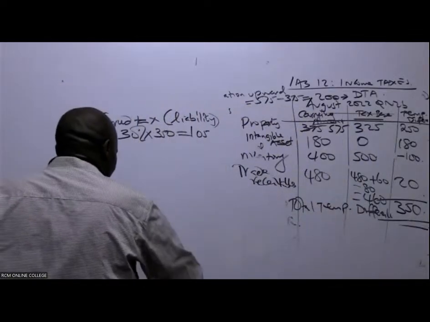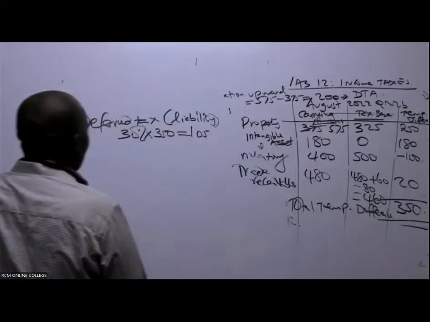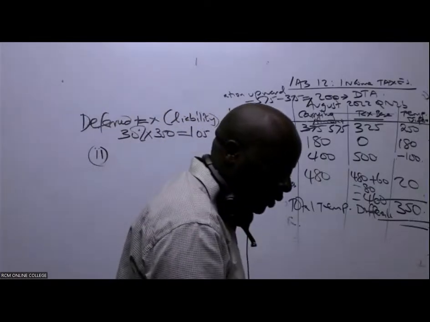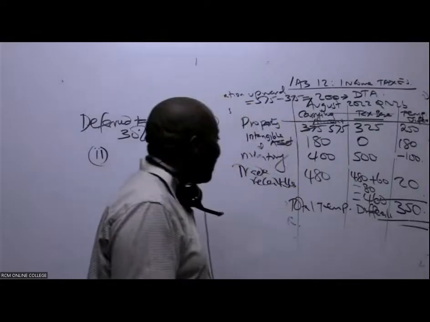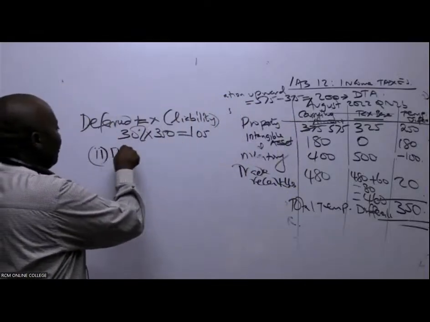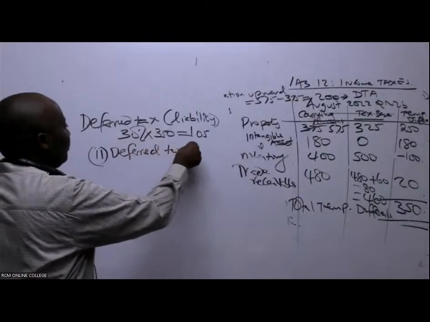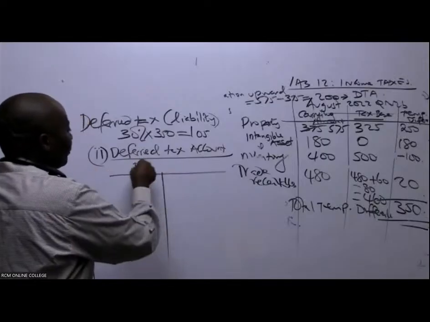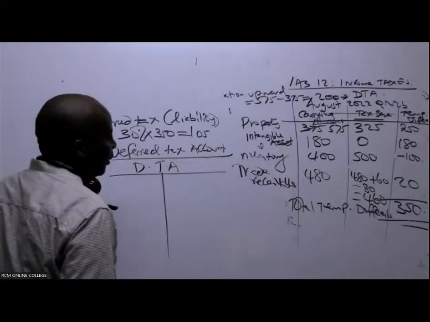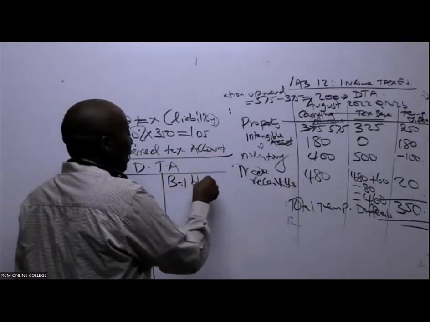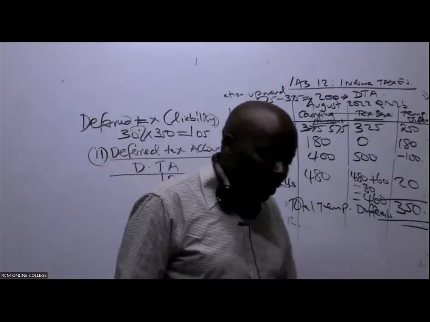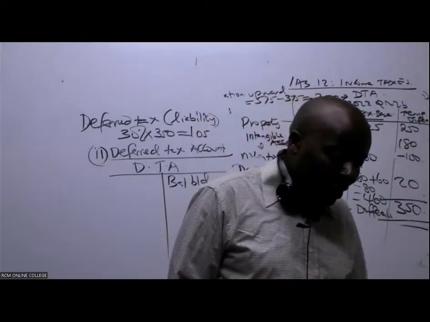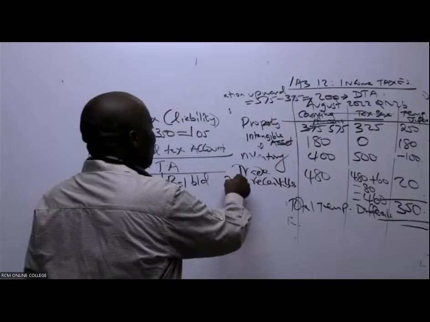Now, ladies and gentlemen, from there come here and do Roman 2. If you look at Roman 2 of this question, they want us to do a deferred tax account, a DTA. That's how we call this. So we have what has been brought down there, the balance brought down. This is given in note number 5. The balance on the deferred tax liability account at the beginning of the year was 25 million. So balance brought down is 25.